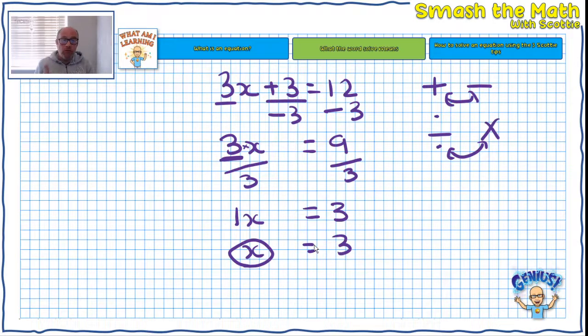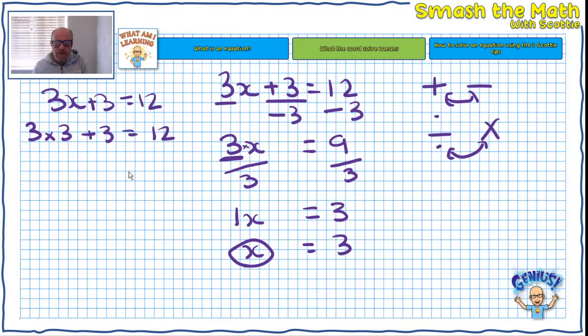Now the great thing about solving equations is I can check if I'm right, which is always nice. So what I can do is rewrite my equation out. And I'm saying that x is 3. So now I can substitute 3 into my equation. So I've got 3 here times, remember there's a times in there, 3, because I'm saying x is 3, plus 3. If I'm right, that all should add up to 12.